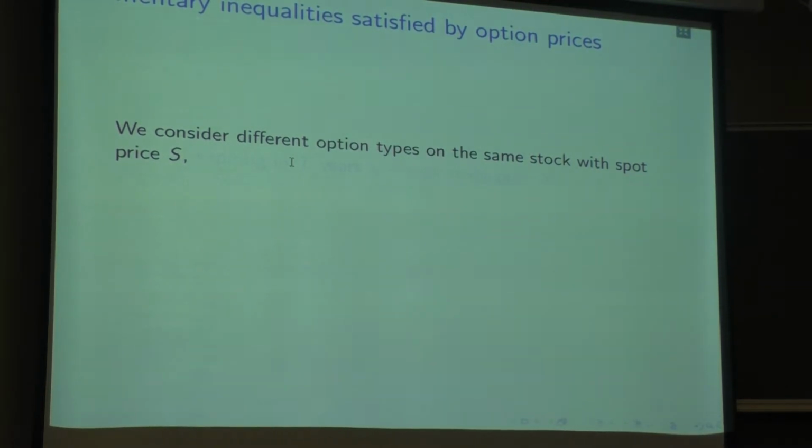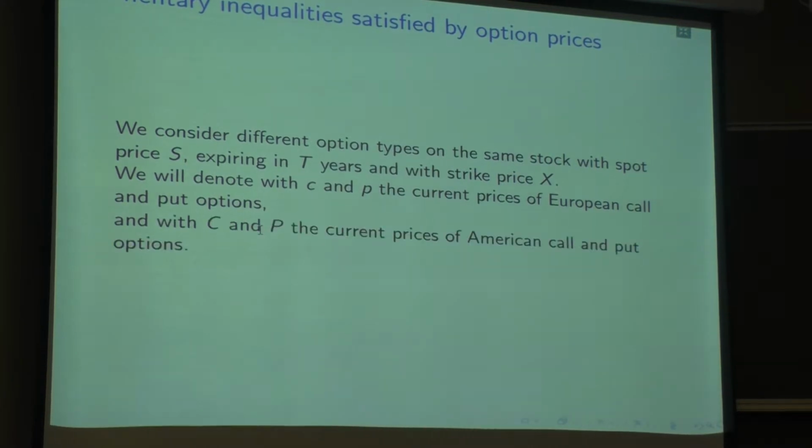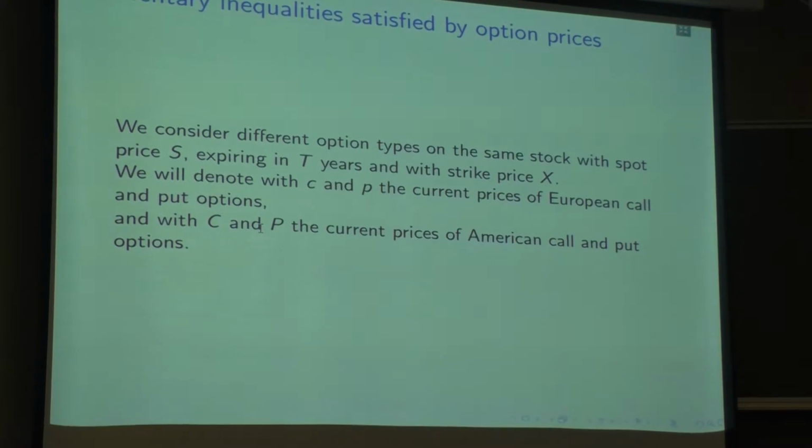And we're going to assume that all the options we're talking about expire at the same time in T years. And we're going to use X for the strike prices of options. And now I want to give names to the prices of options. So we're going to have little c and little p. These are going to be the current prices, the spot prices, the prices at time 0 of European call and put options respectively. And we're going to use capital C and capital P for the spot prices of American call and put options respectively.